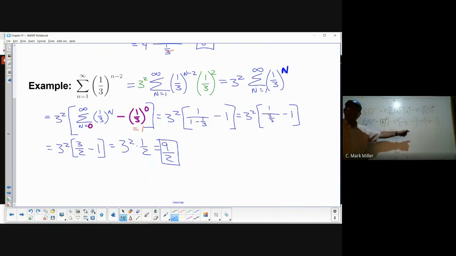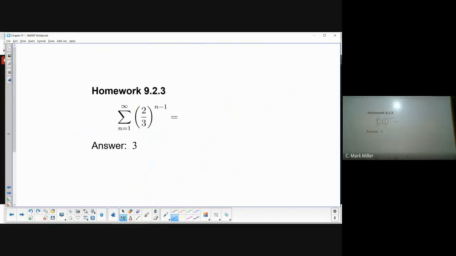1 over 1 minus 1/3. It's 1 over 2/3, 3/2. That purple expression there is just a 1. Questions? There you go. One almost exactly like it. Almost exactly like it. Right? Too easy, right?